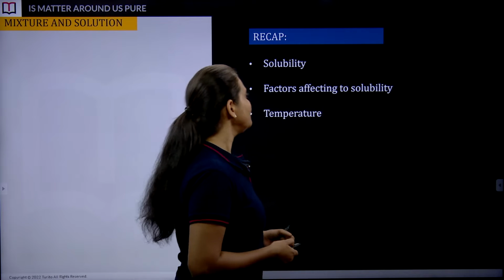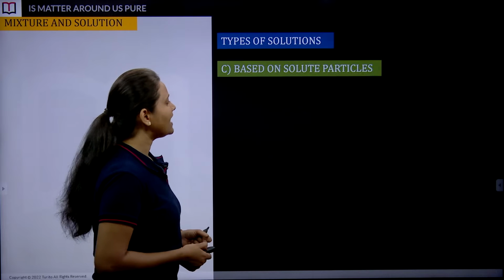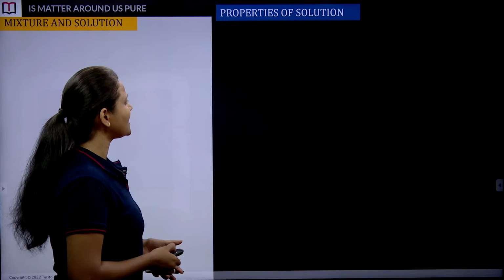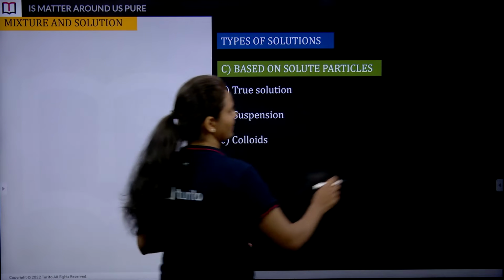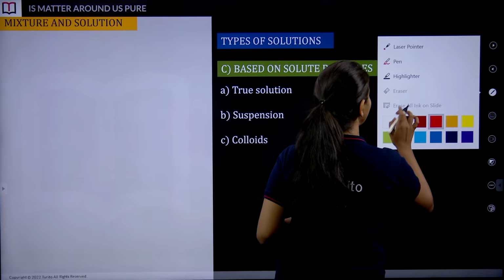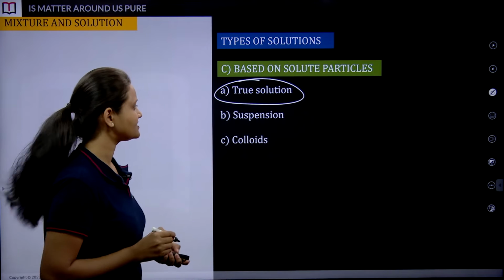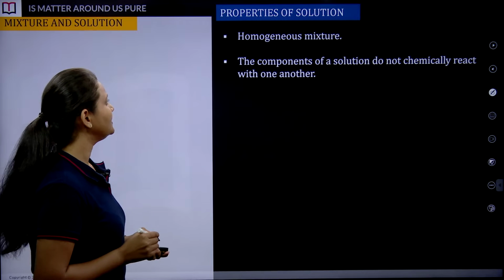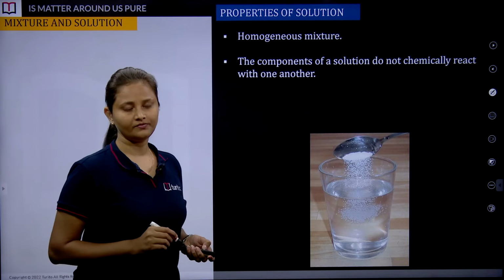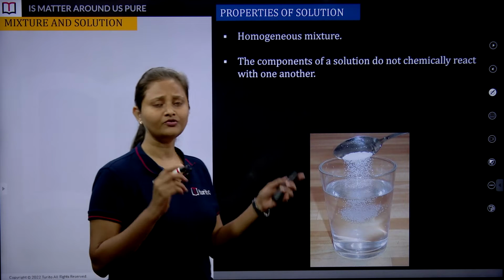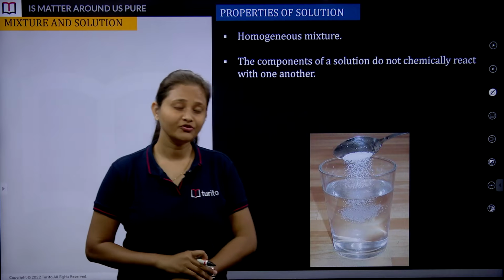So after that, in the last class we started with true solution. I hope you all are able to recall what true solutions are. That was the topic of discussion in our last class. So we have seen a proper definition of true solution. What do you mean by true solution? A true solution is nothing but a homogeneous mixture.